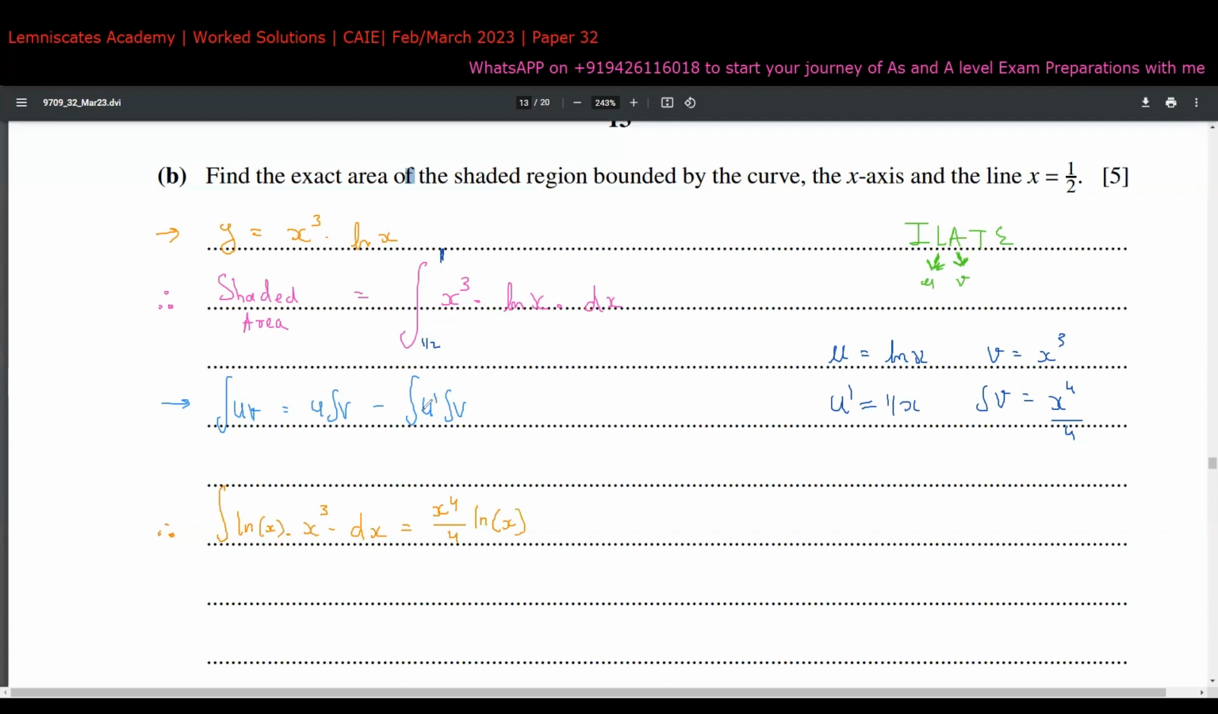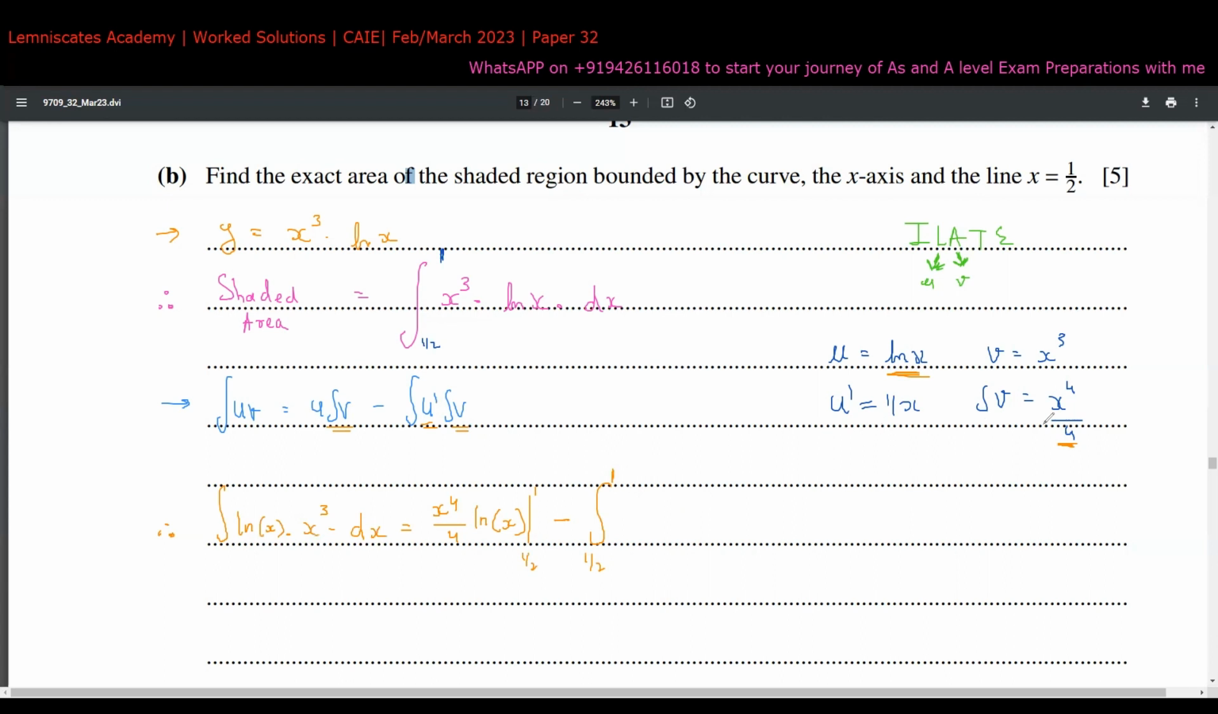I know that in this formula I need u dash. I also need to know the integration of v. So because of that, I have done that. Now the first part is done. U integration of v is done. Now I need to take the limits from half to 1. This is also from half to 1. And over here I have to integrate u dash into integration of v.